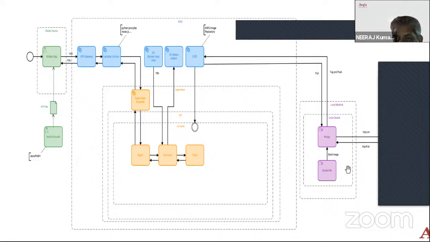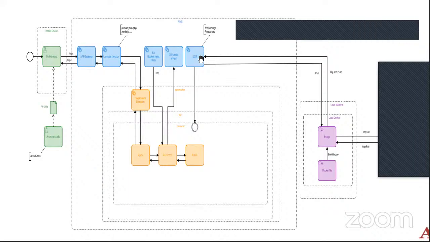From the starting, what we have done is we have created a Dockerfile, shown in purple. Using this Dockerfile, I have created the image, and that image I have pushed to ECR, Elastic Container Registry, like Docker Hub. And when I start my training, it pulls this Docker image and starts this container inside this virtual machine in the training phase.